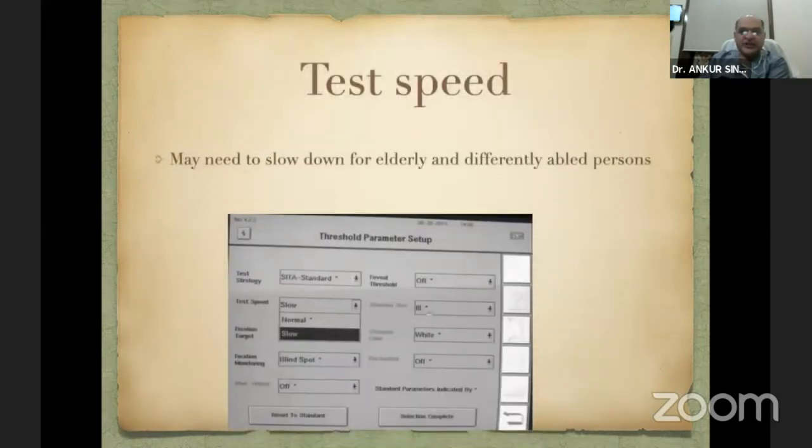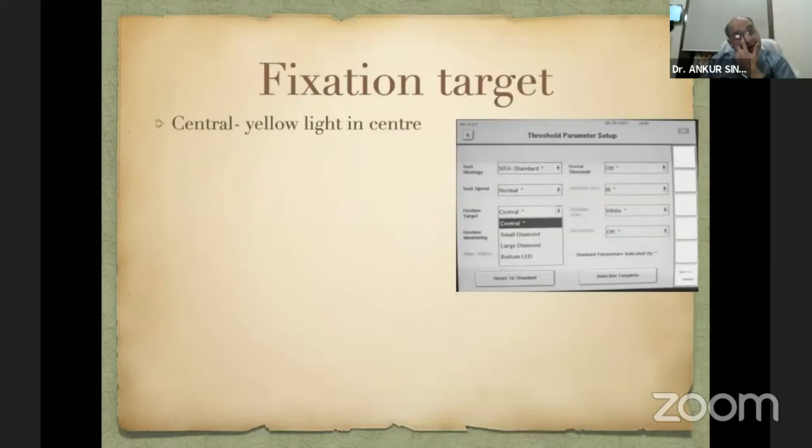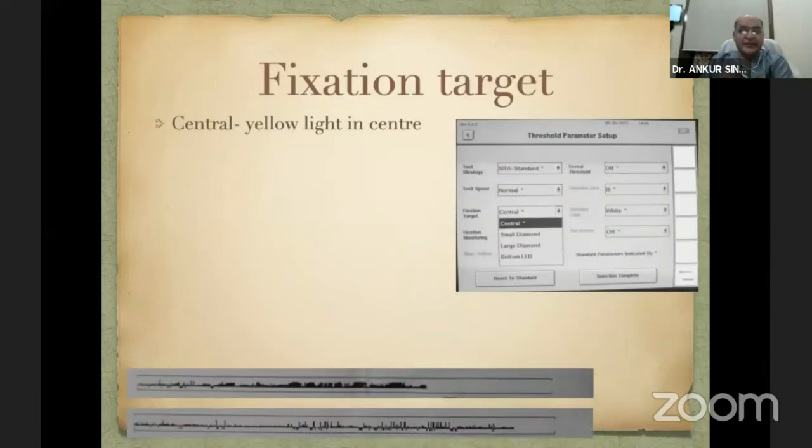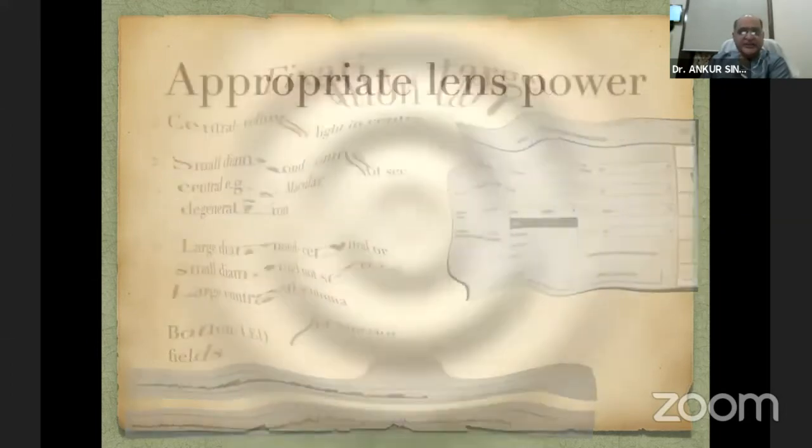Now, test speed can be varied. At least in the Humphrey, we can slow the test speed even when the test is in progress. So for very elderly patients and differently abled patients, we may have to reduce the test speed. Check the fixation target. Ask the patient to look at the yellow light in the center. But if there are other issues like macular degeneration, or we're testing other types of scotomas, then we have to ask the patient to look at a different kind of fixation target.